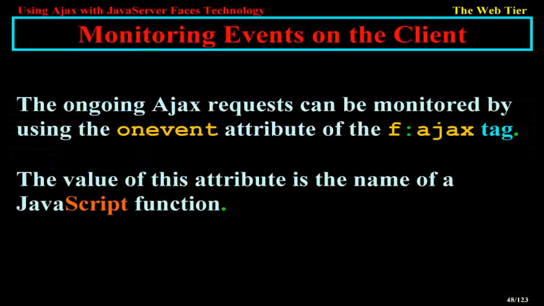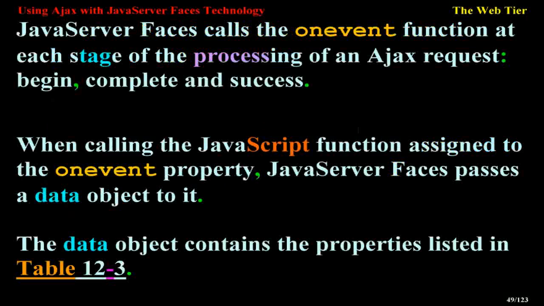Monitoring events on the client. The ongoing Ajax requests can be monitored by using the onevent attribute of the Ajax tag. The value of this attribute is the name of a JavaScript function. JavaServer Faces calls the onevent function at each stage of the processing of an Ajax request: begin, complete and success. When calling the JavaScript function assigned to the onevent property, JavaServer Faces passes a data object to it. The data object contains the properties listed in Table 12-3.